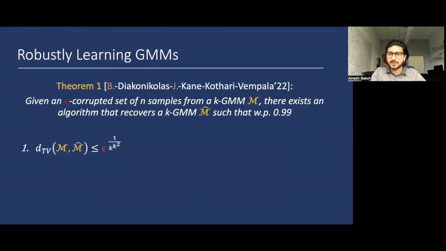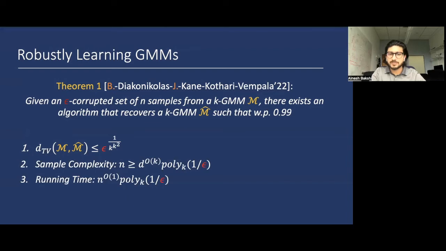So formally, our first result states that given an epsilon-corrupted sample of n points from a K-GMM M, sampled from the adversarial model as described in the previous slide, there exists an algorithm that recovers another mixture of K Gaussians denoted by M hat, which satisfies the following. With probability at least 99%, the total variation distance between M and M hat is bounded by a function of epsilon. In particular, it is at most epsilon to the 1 over k to the k squared. The number of samples required by our algorithm is d to the k times poly_k of 1 over epsilon, where the poly_k suppresses a k to the k squared dependence. The running time is n to the O(1), so a fixed polynomial in the number of samples, times poly_k of 1 over epsilon, which again hides this doubly exponential in k dependence.